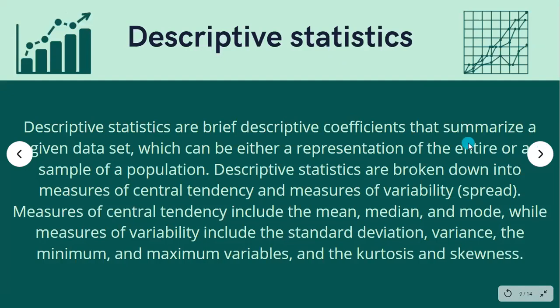So, coming to descriptive statistics. Descriptive statistics is a brief set of descriptive coefficients that summarize a given data set, which can represent either the entire data or a sample of a population. In simple layman language, descriptive statistics simply means describing your data in the form of statistical measures like the central tendencies, mean, median, mode, standard deviation, variance, skewness, kurtosis, and maximum and minimum values.